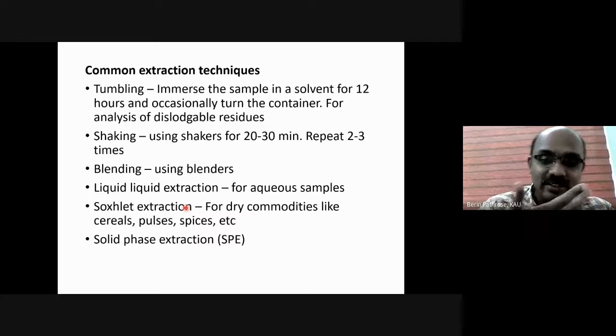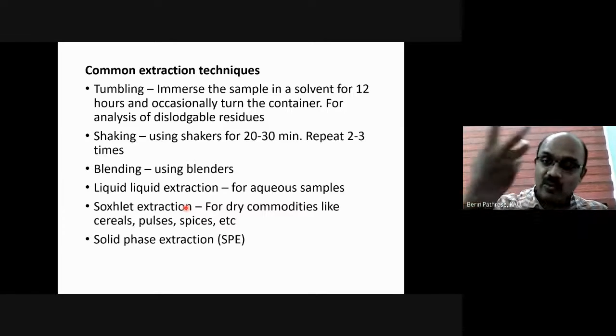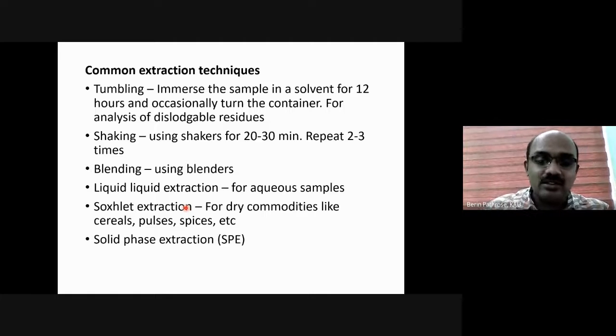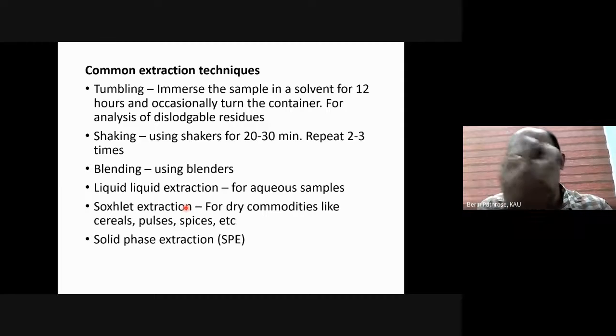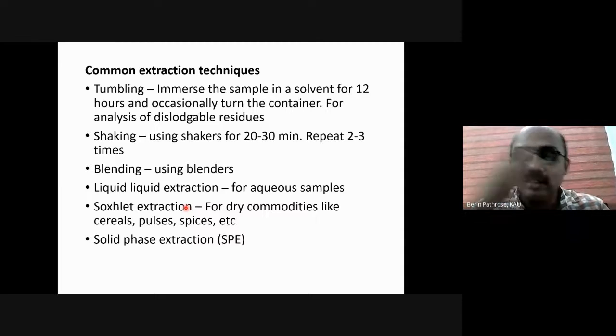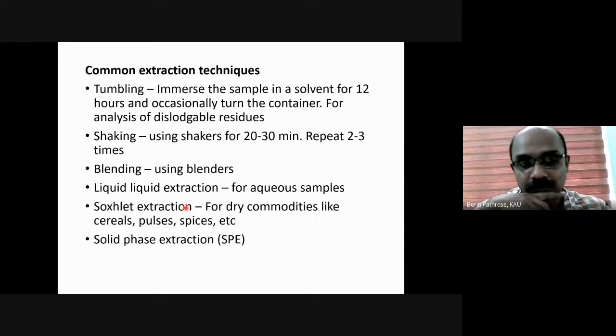We use shakers, which are commonly available in a lab. We crush the sample, add the solvent, and we keep it in shakers for 20 to 30 minutes. So as the sample is vigorously shaken in a shaker, the pesticide will get extracted into the solvent. The next one is blending.